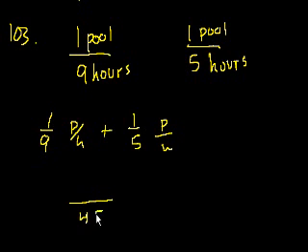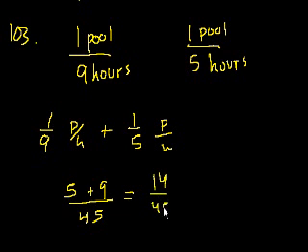This 45, I think, is the first common denominator. 1/9 is 5 over 45. 1/5 is 9 over 45. So together, they fill 5 plus 9 is 14 45ths of a pool per hour, right?